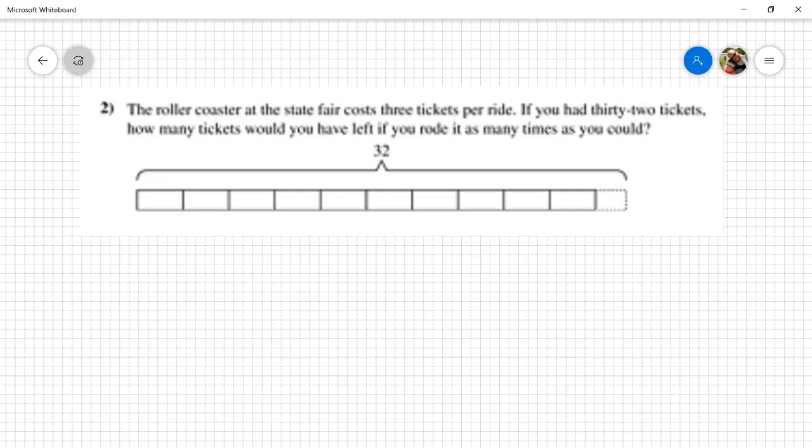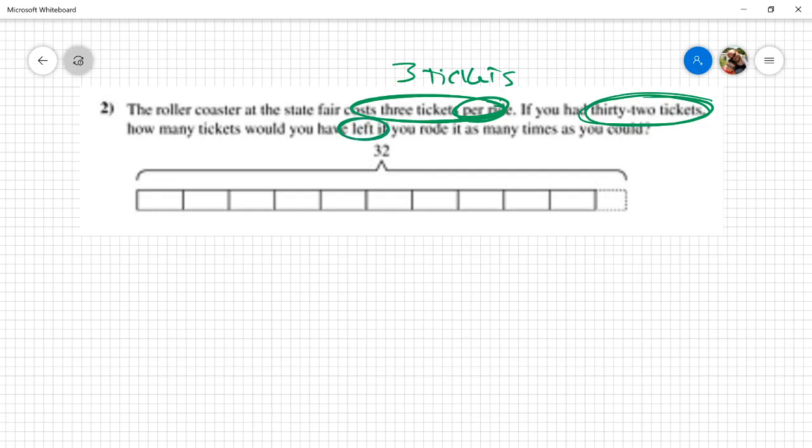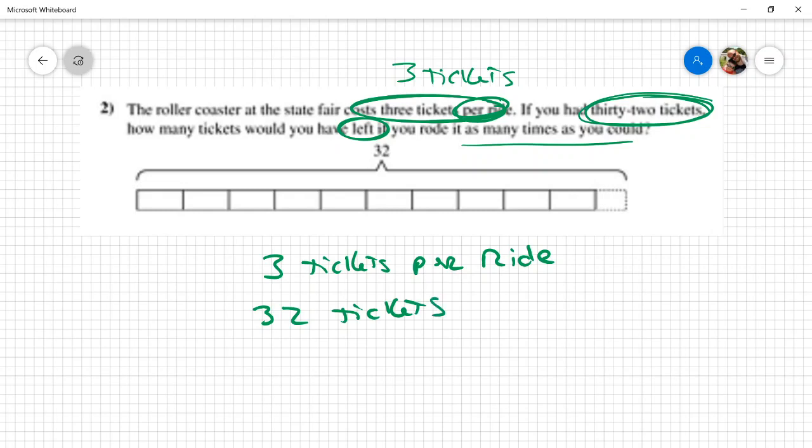All right, let's take a look at this one. The roller coaster at the state fair costs three tickets per ride. If you have 32 tickets, how many tickets would you have left if you rode as many times as you could? So it's three tickets per ride, and we have 32 tickets total. So I'm going to divide 3 into 32. 3 goes into 3 one time, subtract, 0. 3 goes into 2 zero times. So we have 2 left over. So 3 goes into 32 10 times with a remainder of 2.